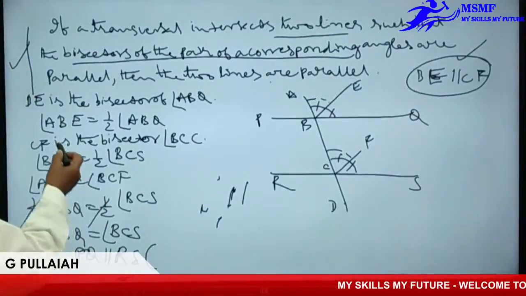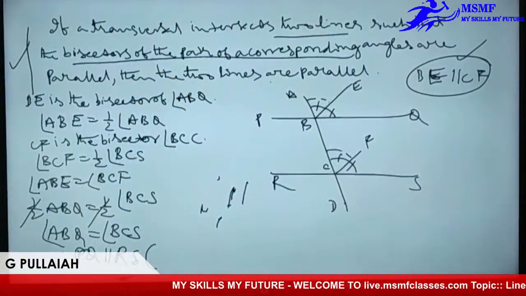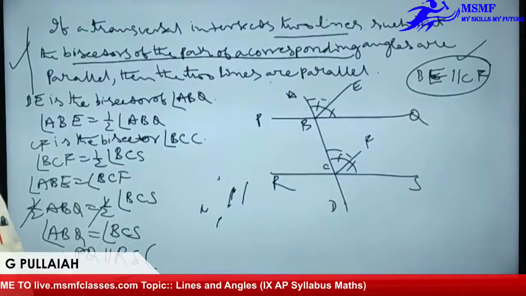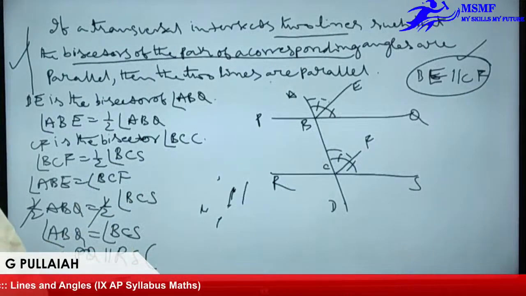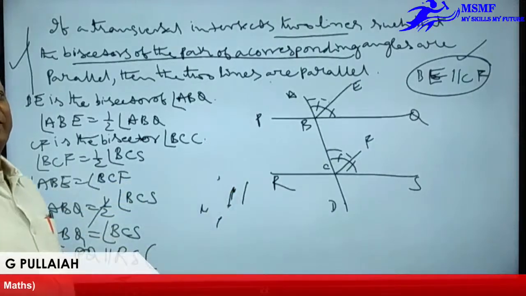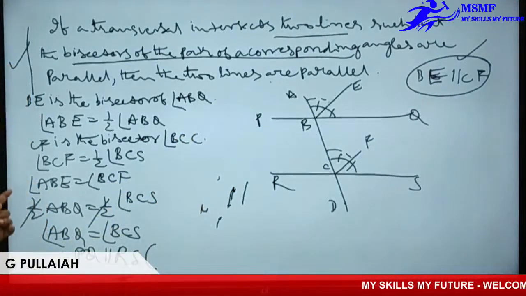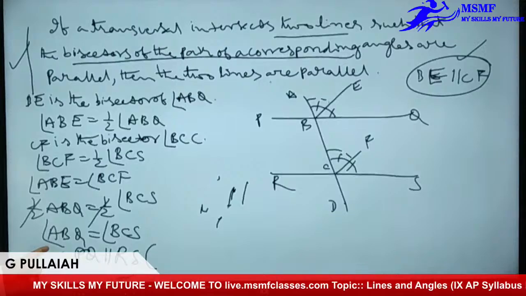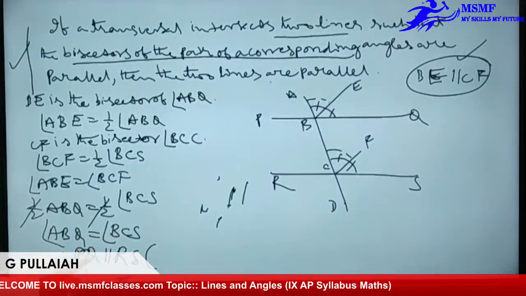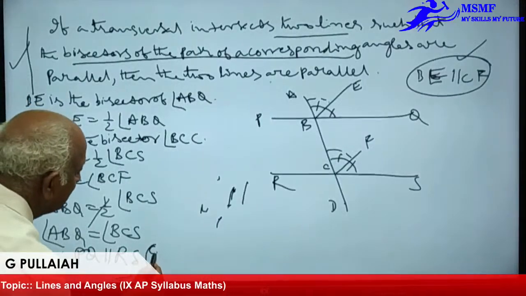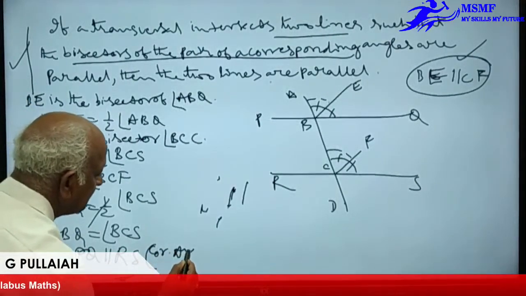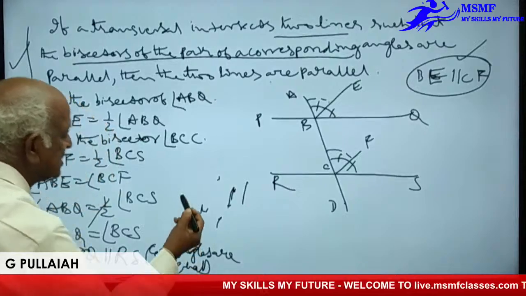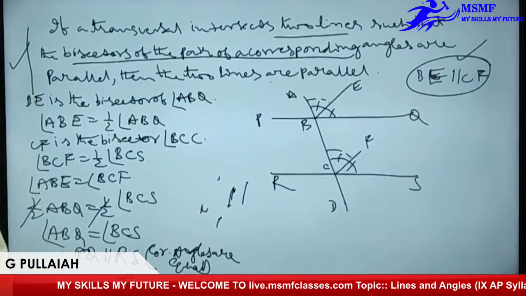So here they give ABE is half of ABQ and BCF is half of BCS. It is given that BE is parallel to CF. We can say that ABE is equal to BCF. ABE is nothing but half of ABQ and BCF is nothing but half of BCS. So thereby you can say ABQ is equal to BCS. Therefore, here the corresponding angles are equal. Since the corresponding angles are equal, you can say PQ is parallel to RS.